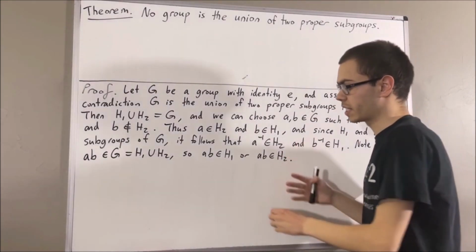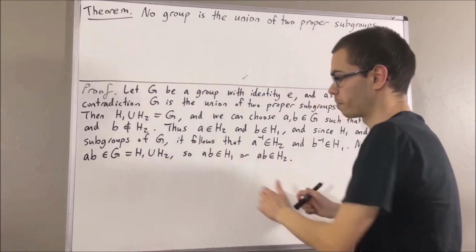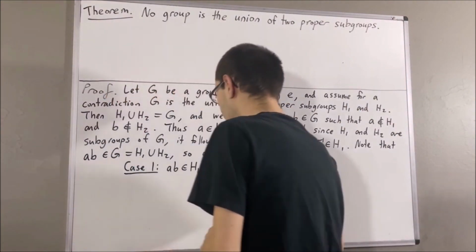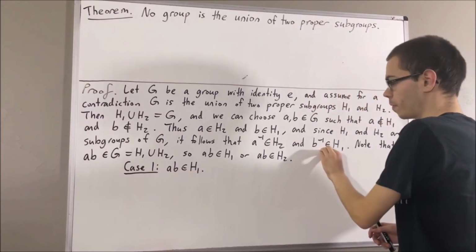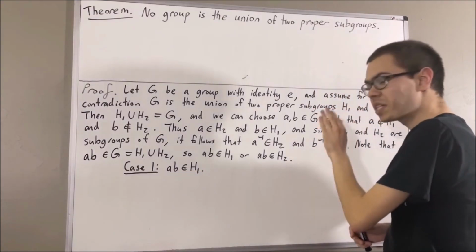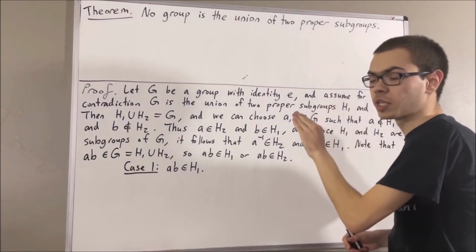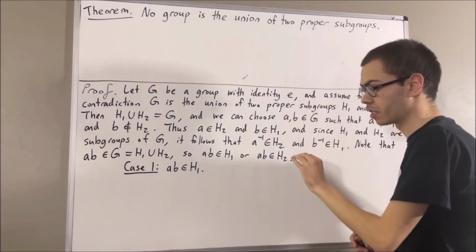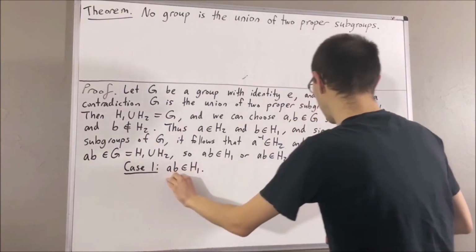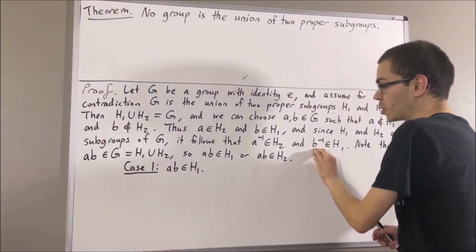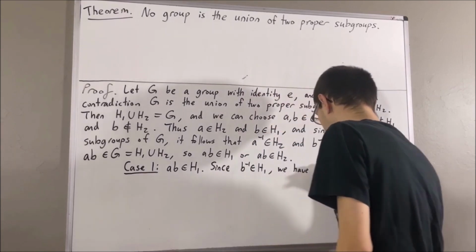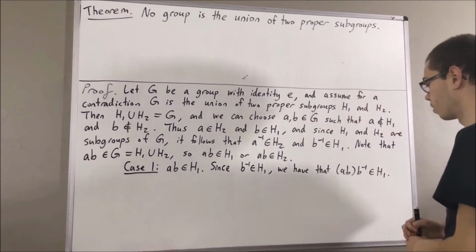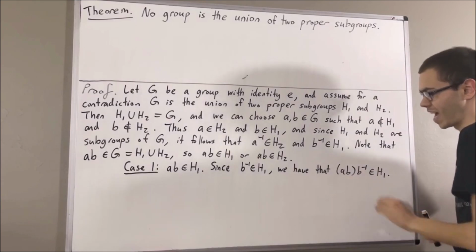Let's start with the case that AB is an element of H1. Now, if AB is an element of H1, well, we also know that the inverse of B is an element of H1. Since H1 is a subgroup of G, we know that H1 is closed under the operation of G. So AB times the inverse of B is also an element of H1. But we can simplify this down to A.